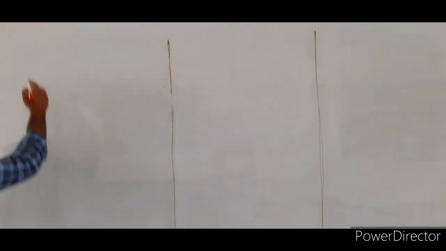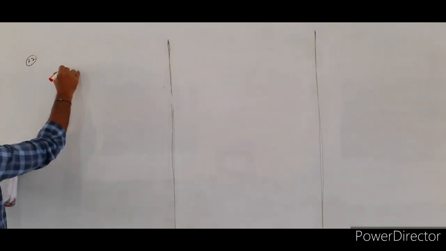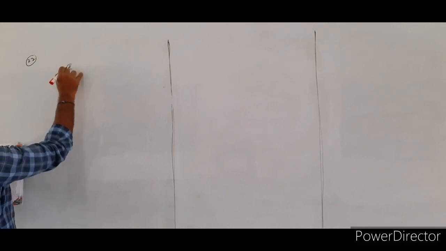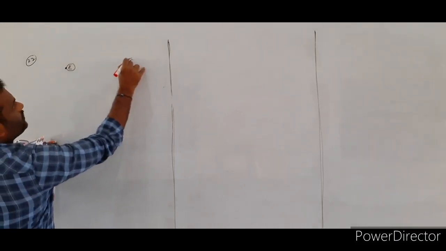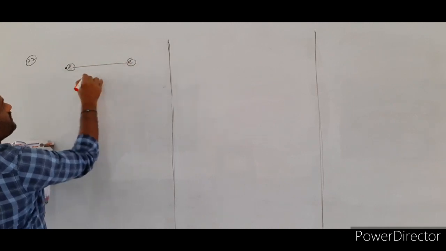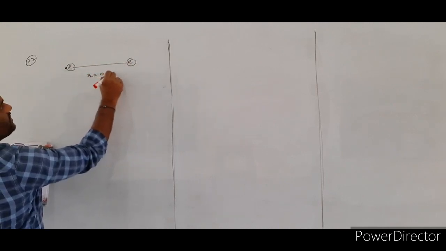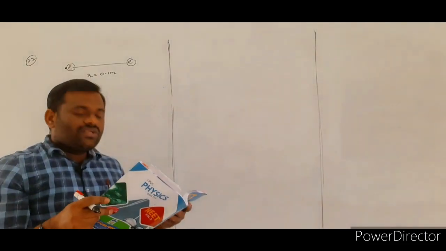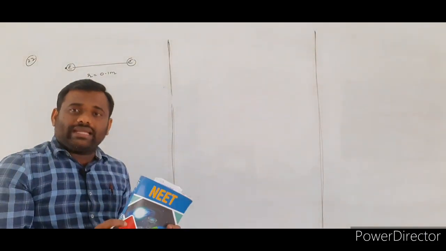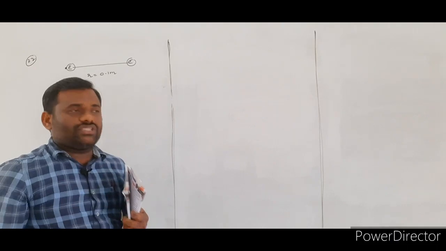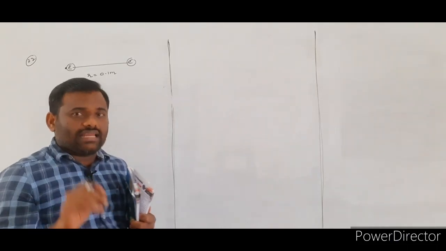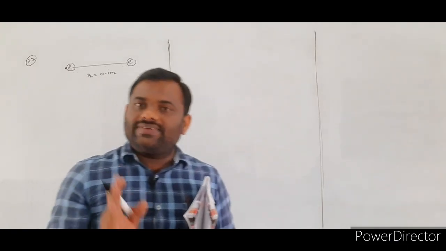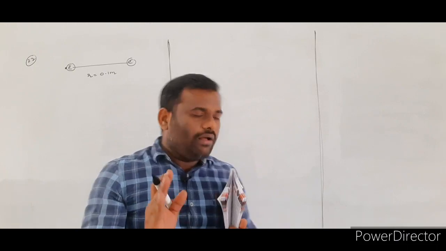According to the problem number 22, they mentioned that two electrons will be taken. These 2 electrons are separated by a distance of 0.1 meter. So if these 2 electrons are separated by some distance of separation, between those 2 electrons, gravitational forces are present as well as electrostatic forces also present.